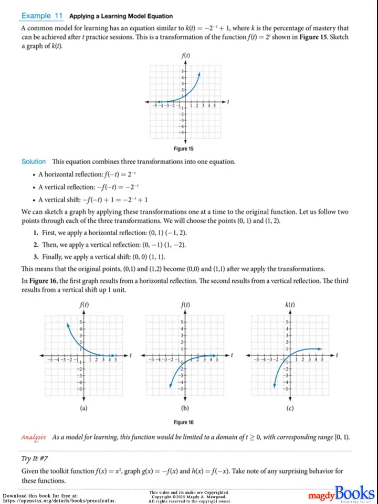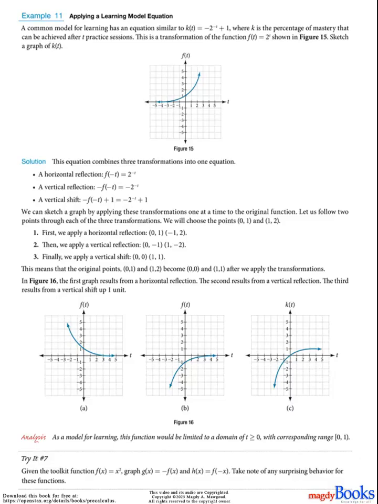Example 11. Applying a learning model equation. A common model for learning has an equation similar to k(t) = -2^(-t) + 1, where k is the percentage of mastery that can be achieved after t practice sessions. This is a transformation of the function f(t) = 2^t shown in Figure 15. Sketch a graph of k(t). Figure 15.